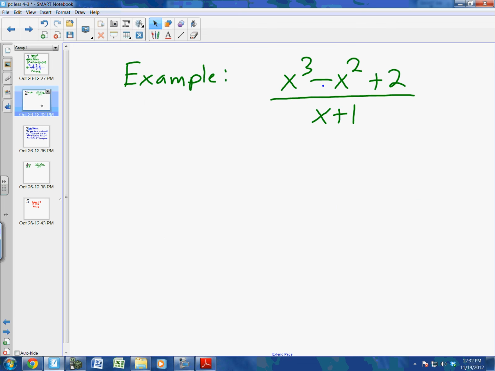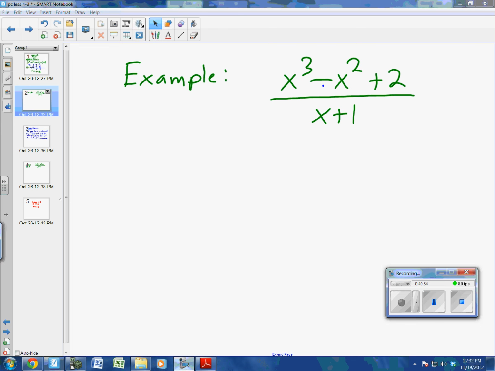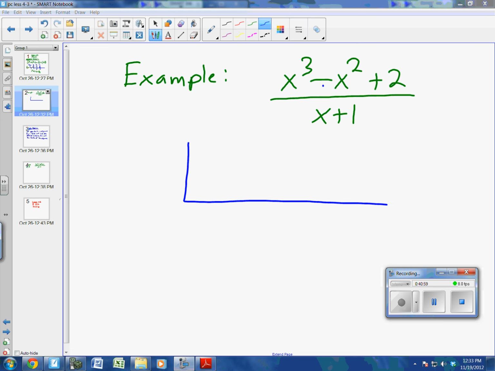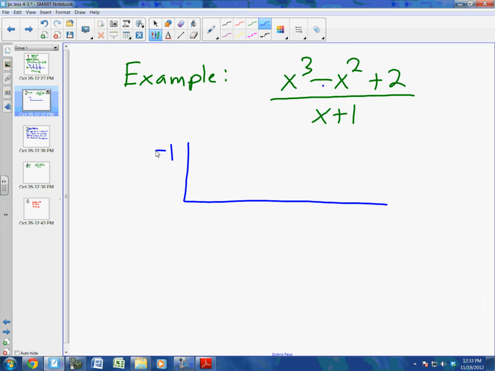Okay, here we go. Do this one. X cubed minus x squared plus 2 divided by x plus 1. I'm going to pause this for a second. What's my divisor, everybody? Negative 1. My divisor is x plus 1 right here. In synthetic division, we take the root, not the factor. The root would be negative 1 because negative 1 plus 1 would make 0.